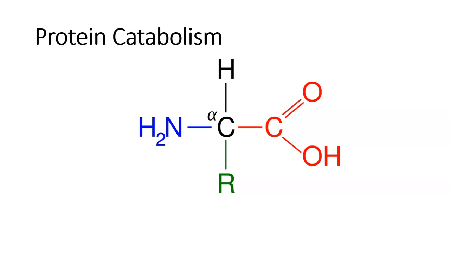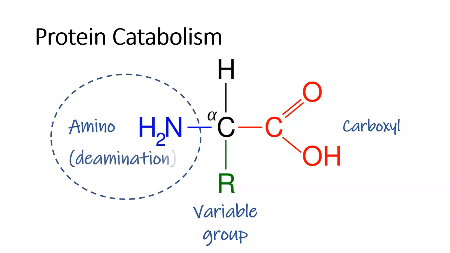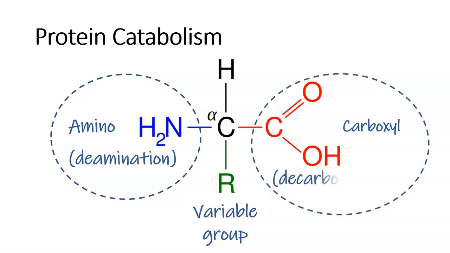Likewise, proteins can be broken down into individual amino acids by proteins called proteases, and we looked at those when we were looking at our exoenzymes. Remember, all amino acids have the same core structure with an amino group on one side, a carboxyl group on the other side, and a variable group, or R group, in the middle. Microorganisms can use enzymes to remove the amino group in what's called a deamination reaction, or they can remove the carboxyl group in a decarboxylation reaction.